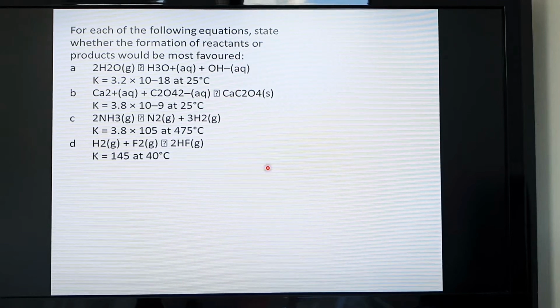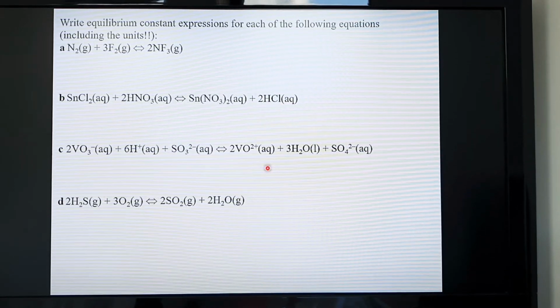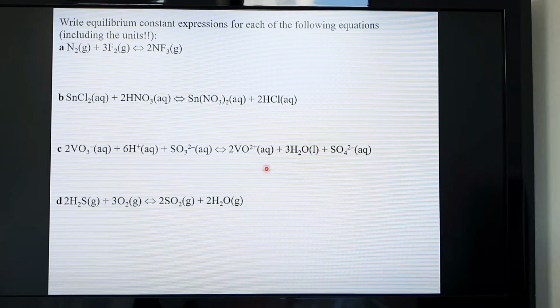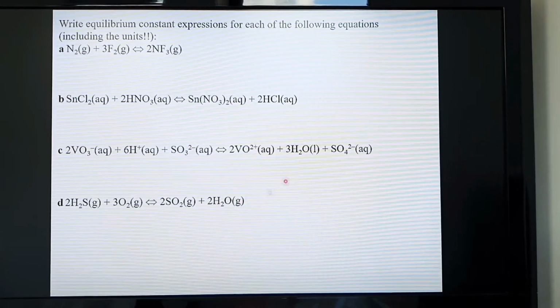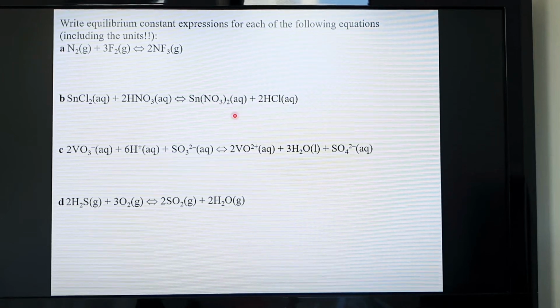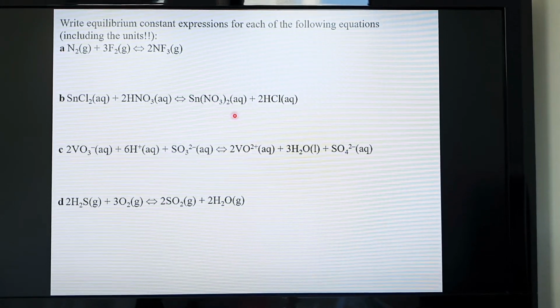And over here, you can do this in your own time. There are no calculations involved here because you haven't been given the concentrations, but I want you to learn how to set up the KC equation.